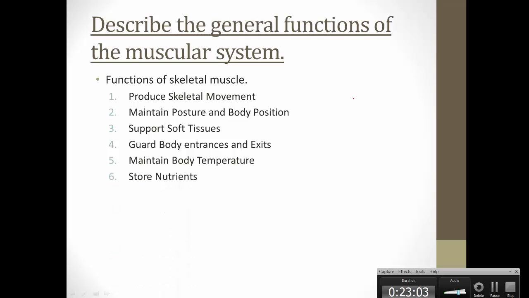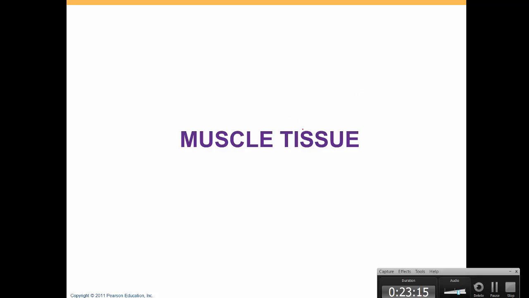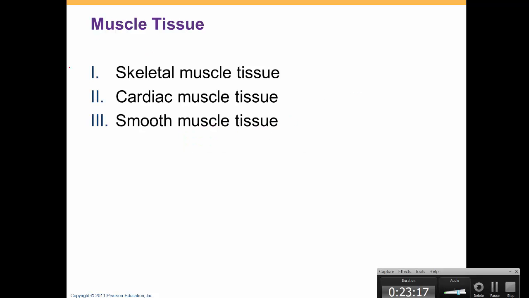Muscles also store nutrients, since muscles are mainly made of protein, and if you are in a state of starvation, you use your muscles for that. Muscle tissue. We have 3 different types of muscle tissue. We have skeletal muscles, cardiac muscles, and smooth muscles.